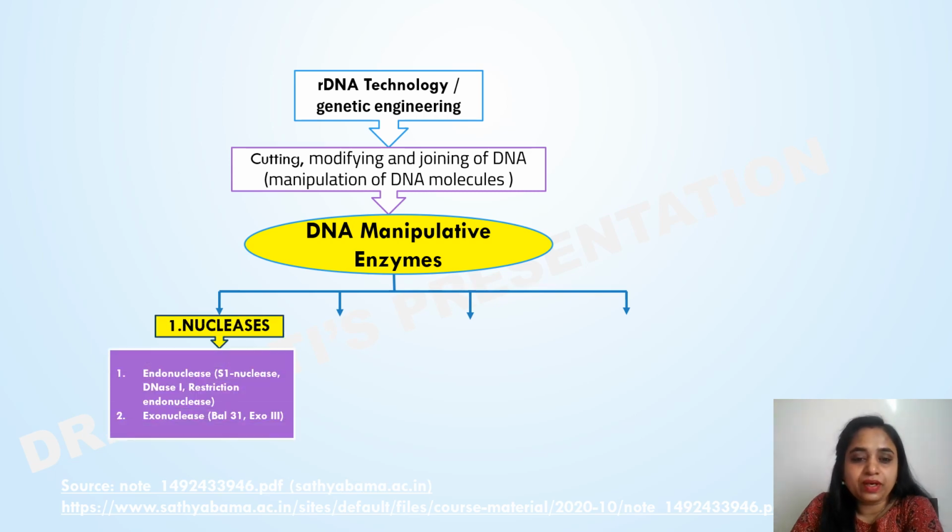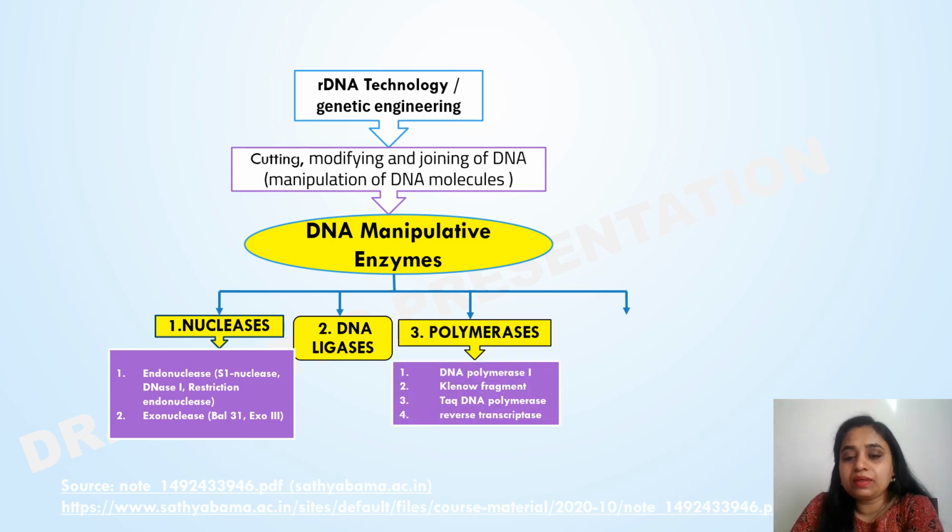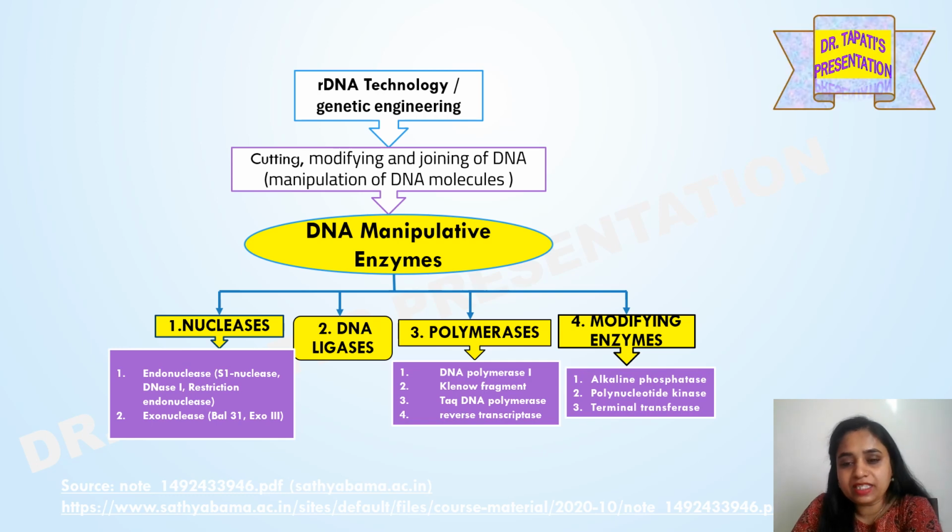First of all, nucleases can be categorized into 2 groups, endonucleases and exonucleases. Second group is ligases. There is no such classification of ligase. Examples of polymerases are DNA polymerase 1, Klenow fragment, DNA polymerase, and reverse transcriptase. Examples of modifying enzymes are alkaline phosphatase, polynucleotide kinase, and terminal transferase. In this video, I am going to discuss these 4 classes of DNA manipulating enzymes one by one.